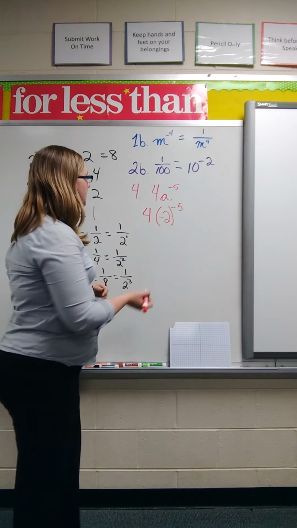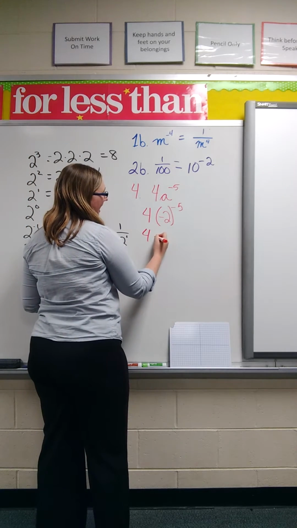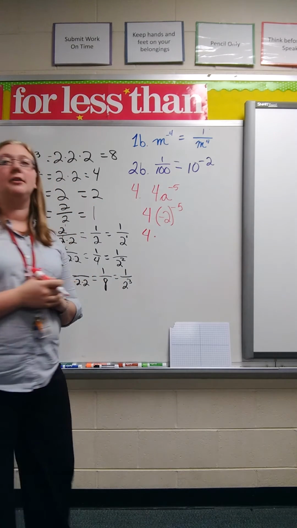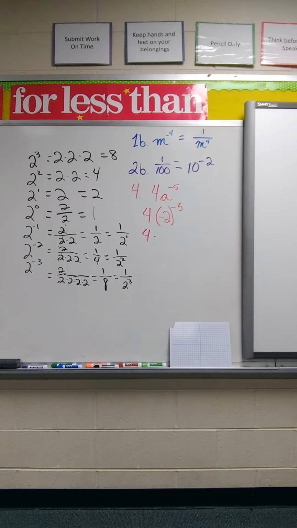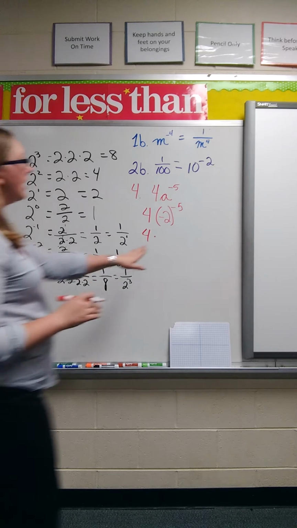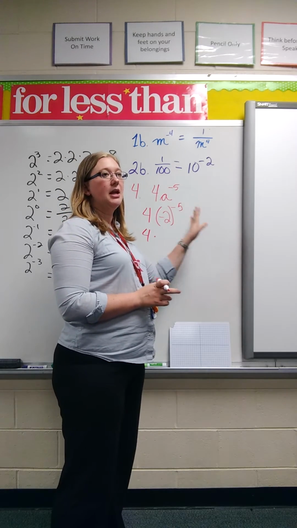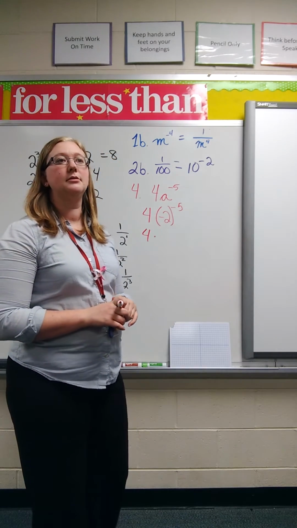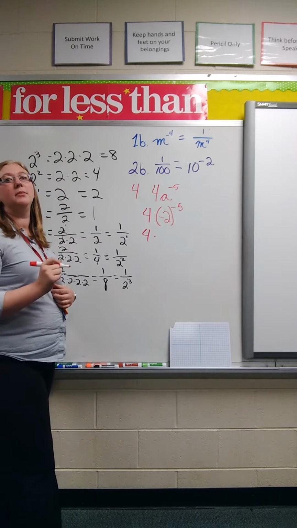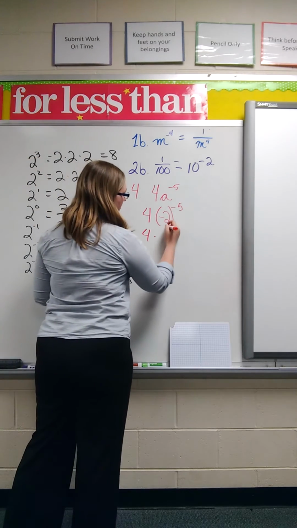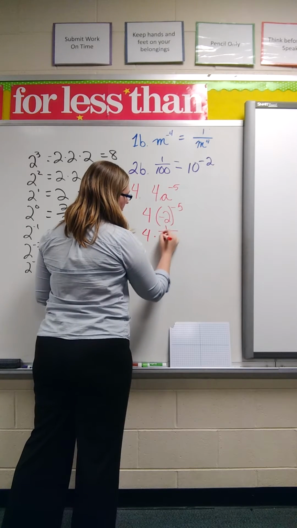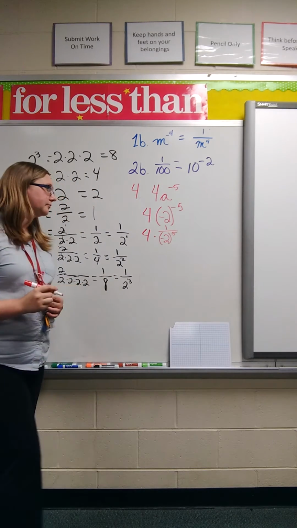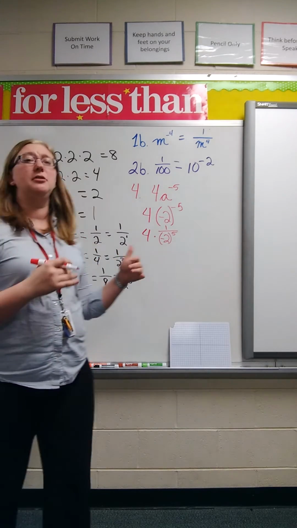Alright. This means that I have 4 times, can I write negative 2 to the negative fifth using positive exponents? Because I really don't want to have to calculate negative 2 to the negative fifth power. And that's what we have to do because we need a single number answer. How could I convert this? How could I write negative 2 to the negative fifth power using positive exponents? Yes, ma'am? Okay, very good. Now let's figure out what is negative 2 to the fifth power.